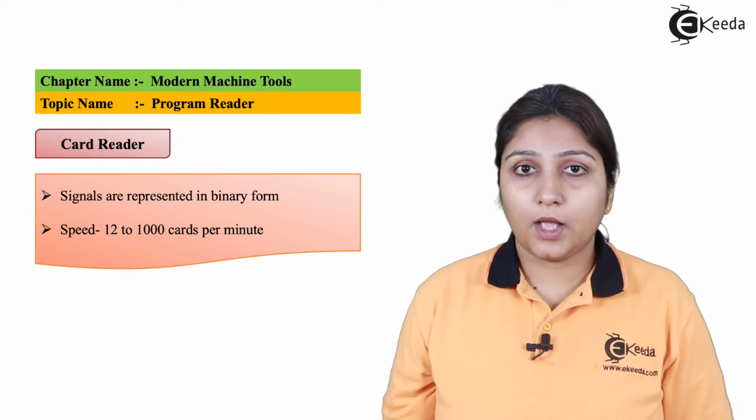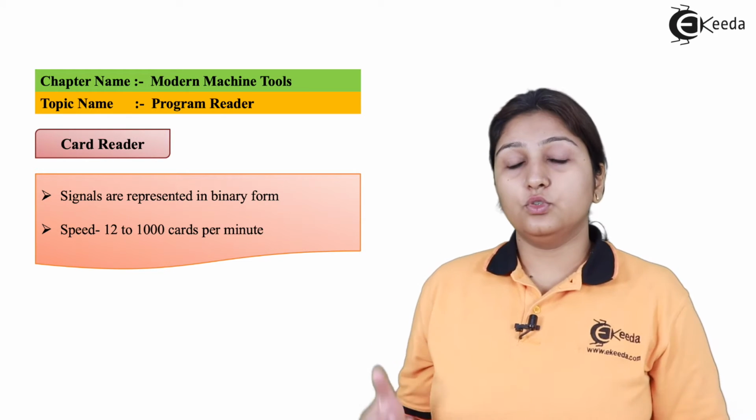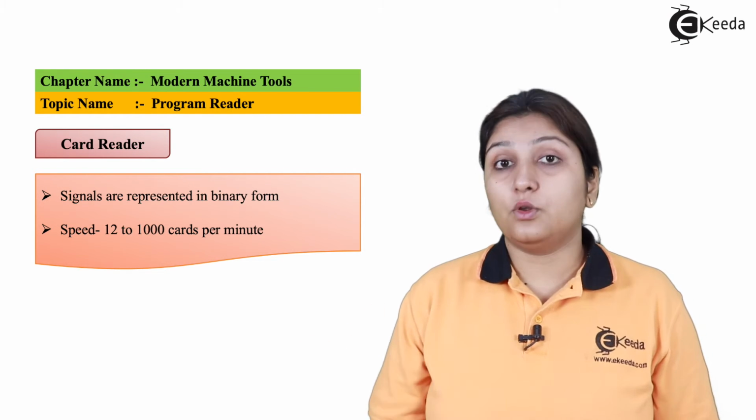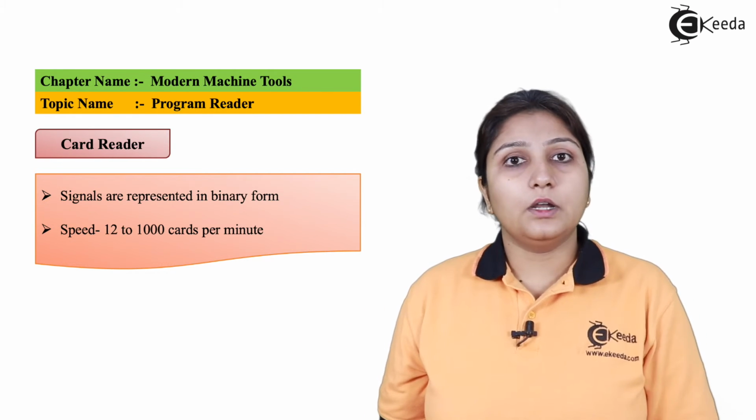Coding is given to the card and decoding is done so that the tool moves to a proper position, and all this process is done in your microprocessor. So these are certain kinds of program readers.